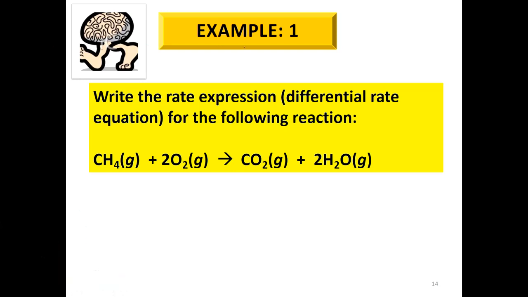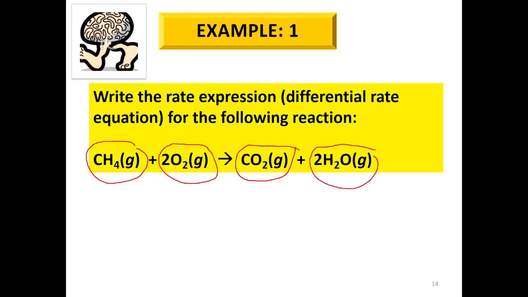Now look at example 1. Write the rate expression, the differential rate equation, for the following reaction. We have CH4 as a reactant, and oxygen as a reactant too. Then we have two products, carbon dioxide and H2O, all in gas.